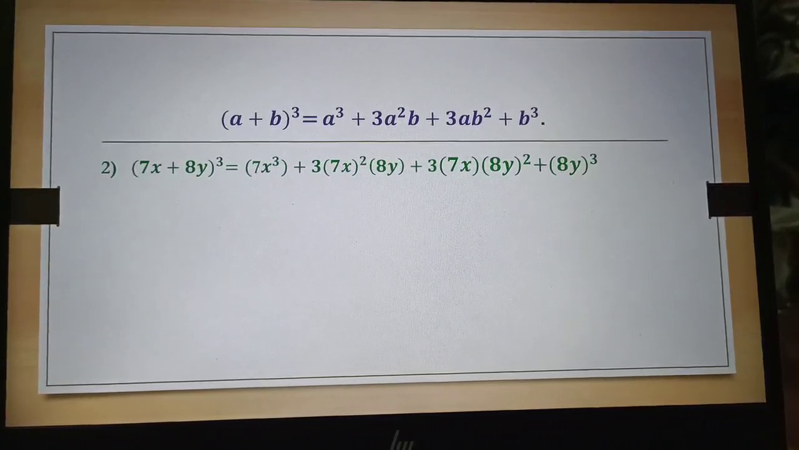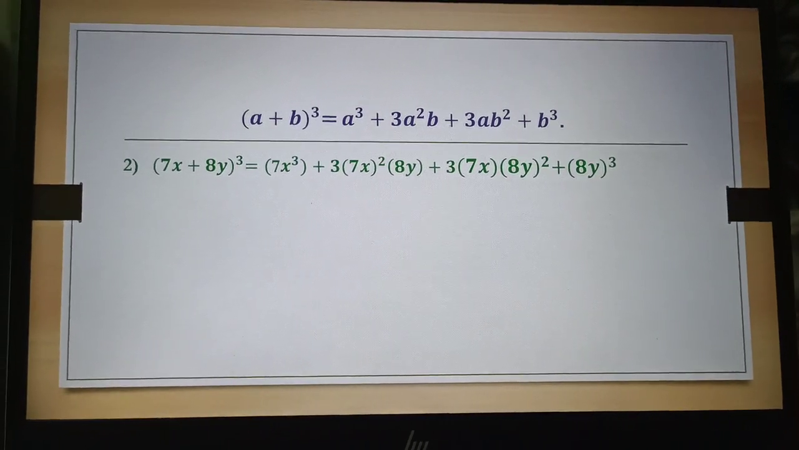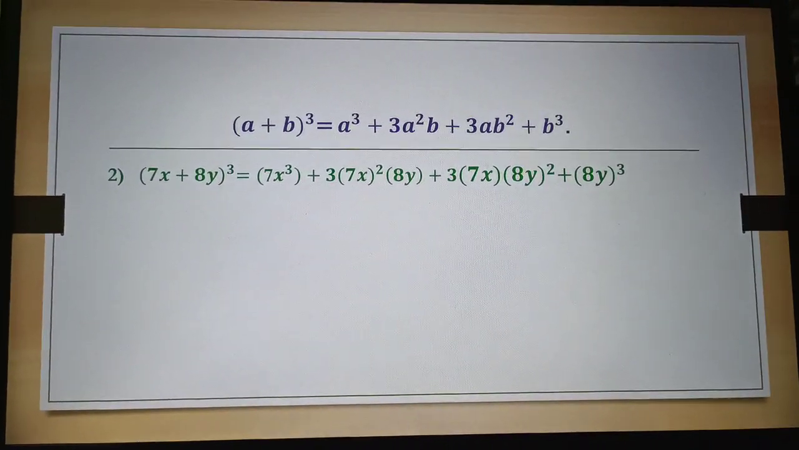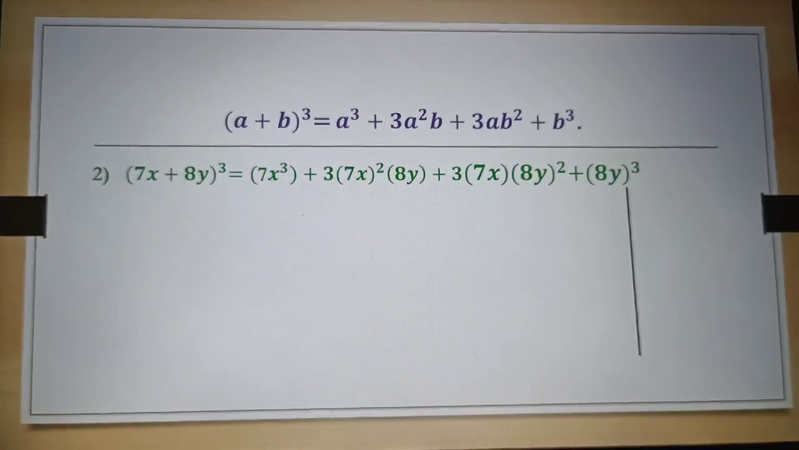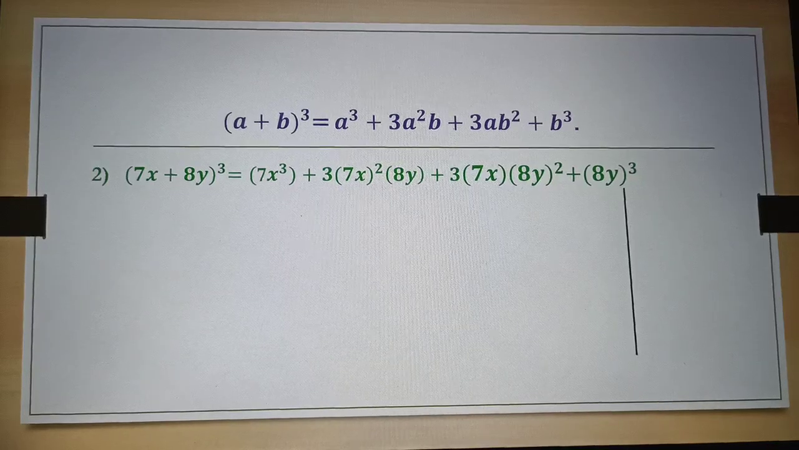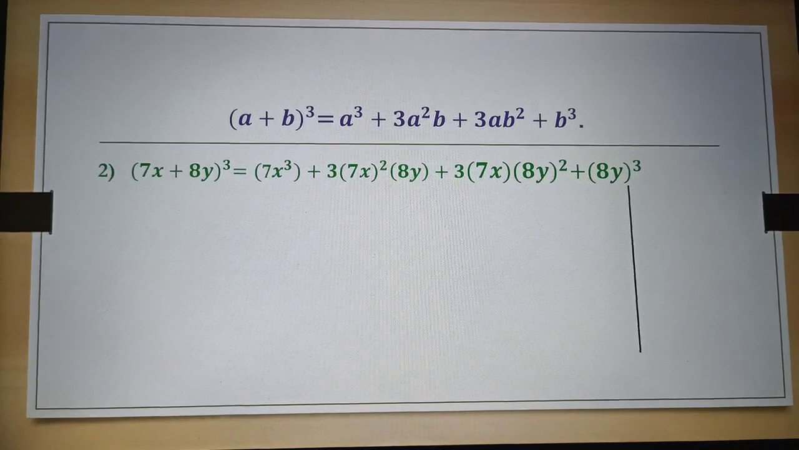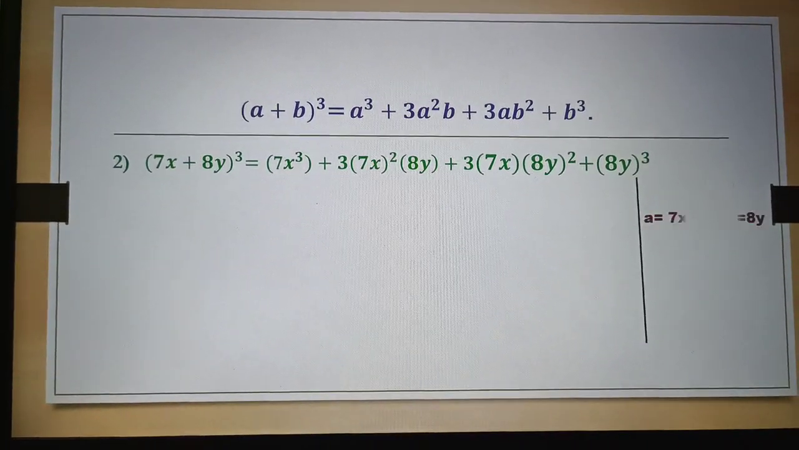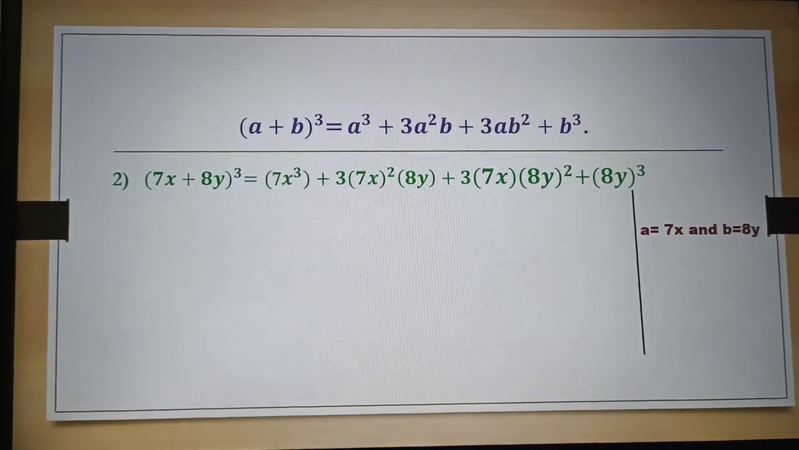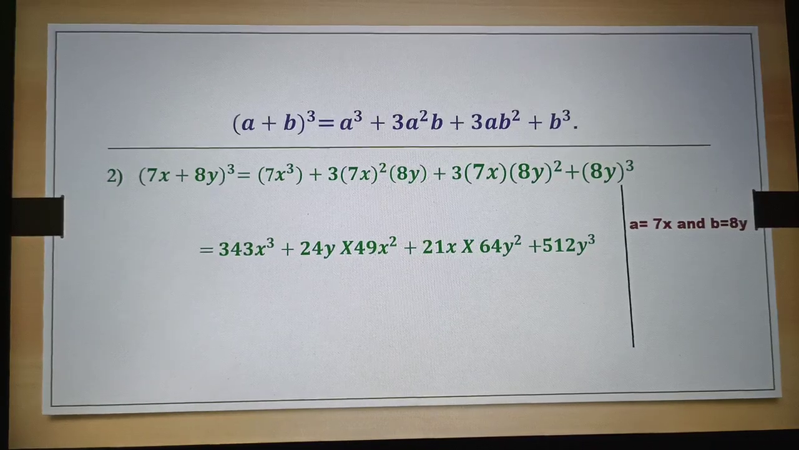The next one is the second question, 7x plus 8y the whole cube. So here also we have to write a is equal to 7x and b is equal to 8y. So that is 7x the whole cube plus 3 into 7x square into 8y plus 3 into 7x into 8y the whole square plus 8y the whole cube. Now 7, we have to multiply how many times? 3 times.